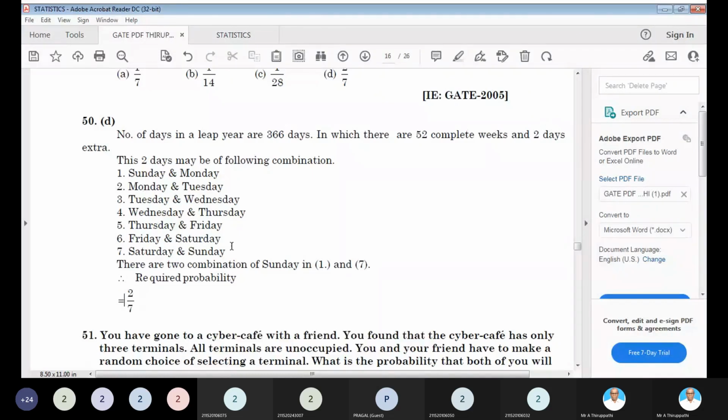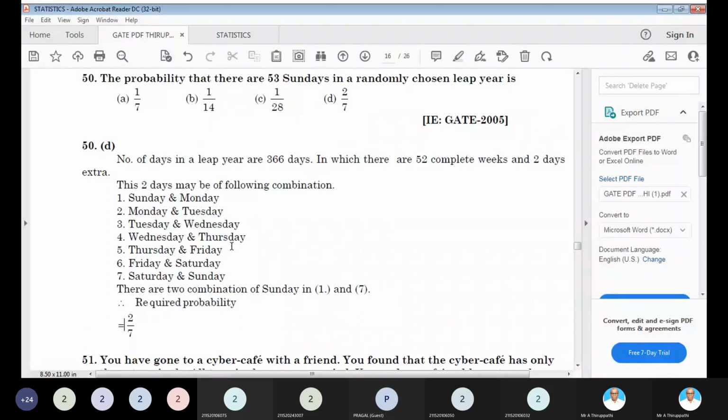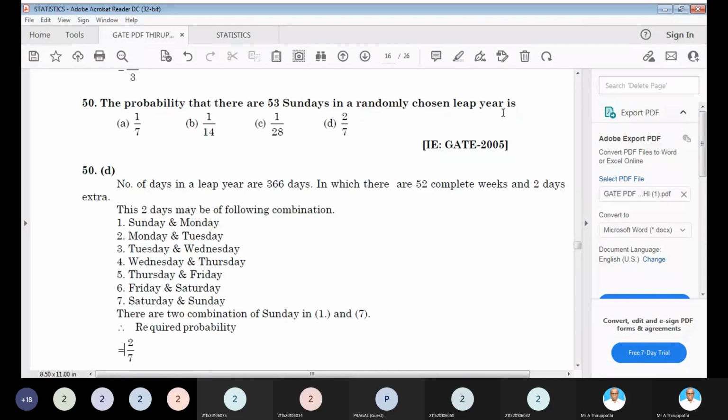Suppose the same question is given: what is the probability that there are 53 Sundays in a randomly chosen non-leap year? What is a non-leap year? A non-leap year has 365 days given. That is 52 complete weeks and 1 extra day. The 1 extra day may be Sunday, Monday, Tuesday, Wednesday, Thursday, Friday or Saturday. So how many Sundays? Only one Sunday is possible, so 1/7.